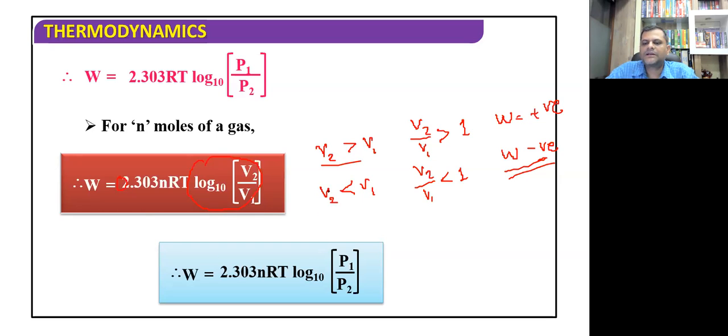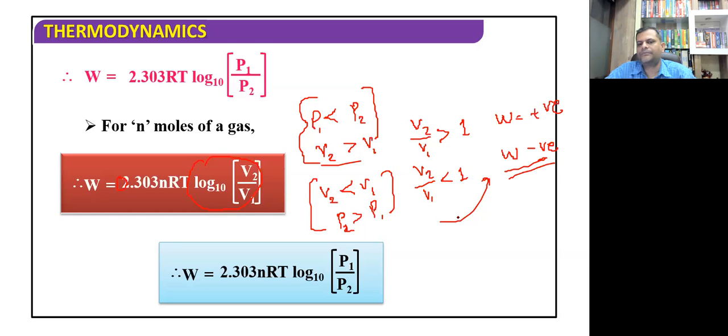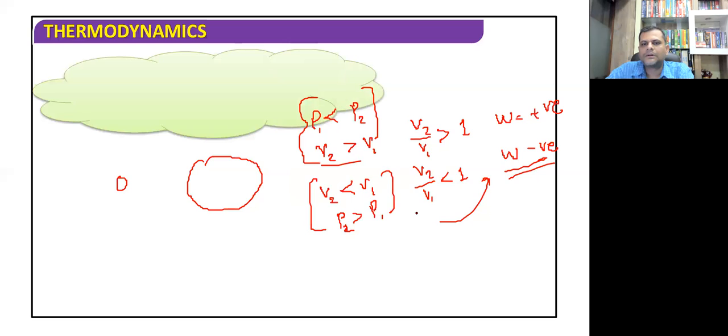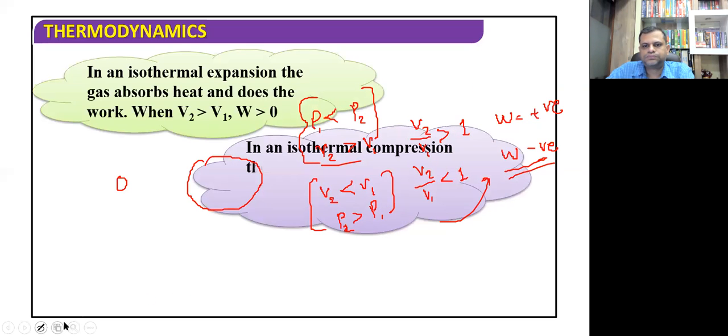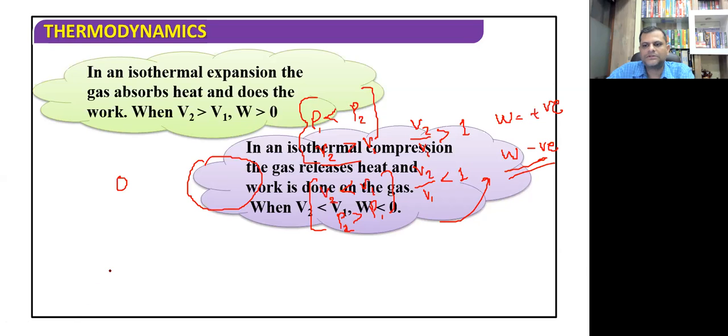In the same way we can talk about P1 and P2 also. This V2 is greater than V1 means P1 must be less than P2. In both of these situations work done will be positive. But in the case when V2 is less than V1 or P2 is greater than P1, so in that case the work done will be negative, no doubt. Yes, that is what just discussed here.